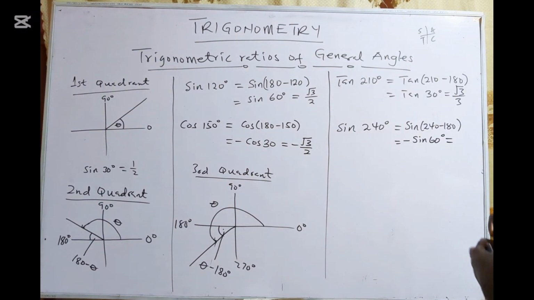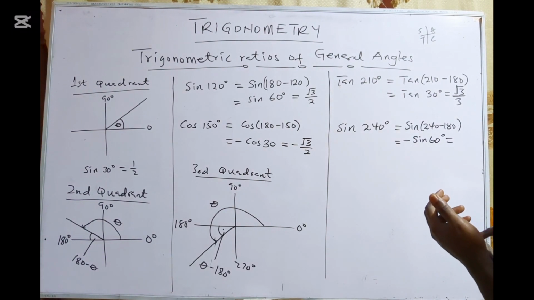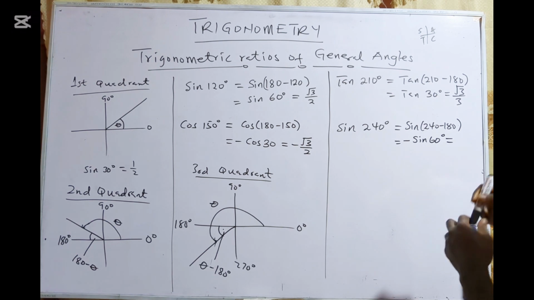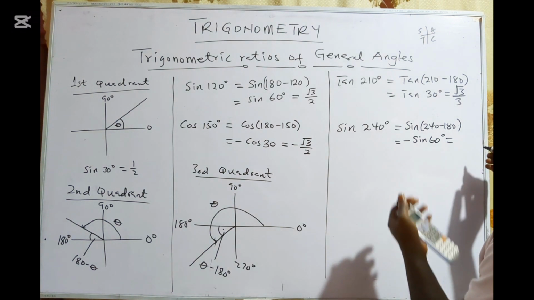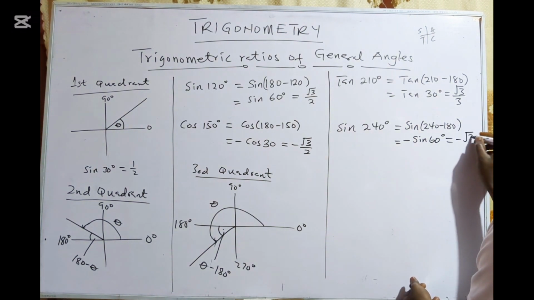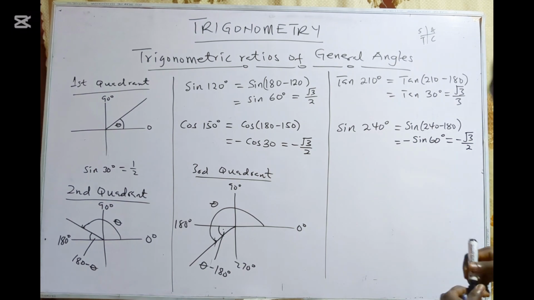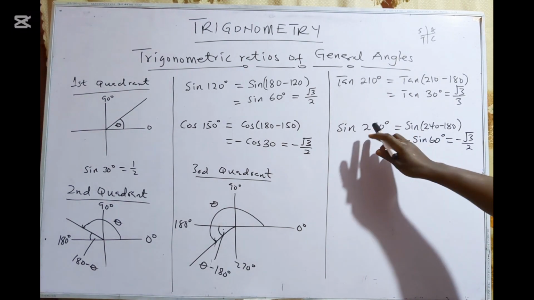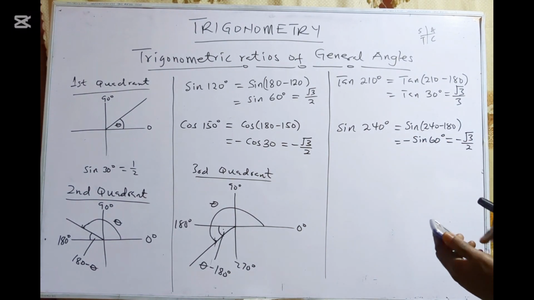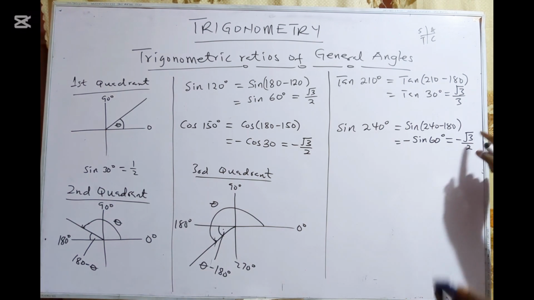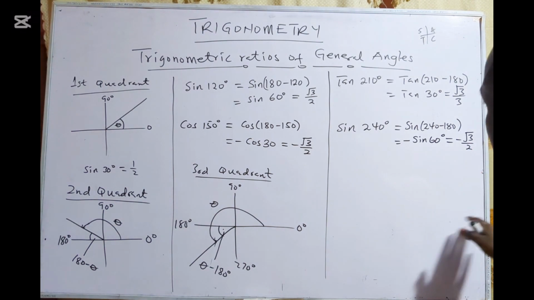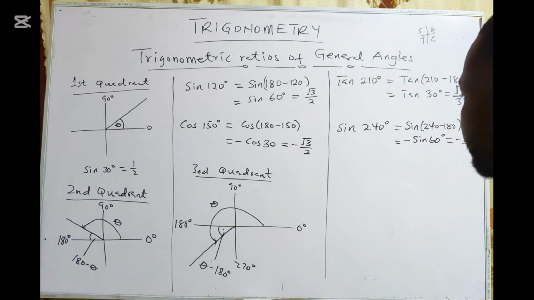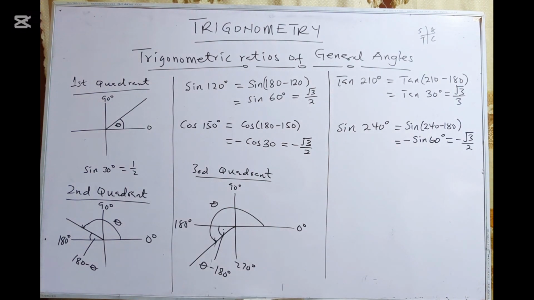So sine 60 is root 3 over 2. So that will be minus root 3 on 2. If you like, put sine 240 on the calculator, you get the same thing. Sine 240 will give you minus root 3 on 2, because 240 is in the third quadrant.